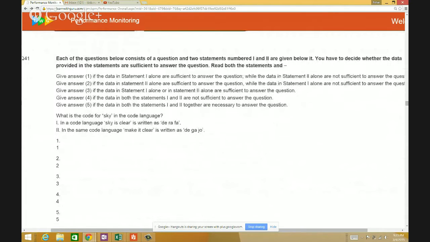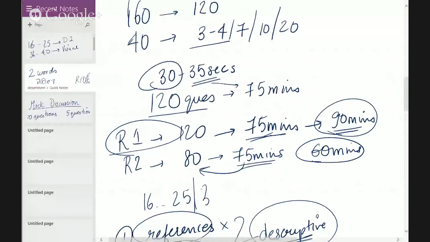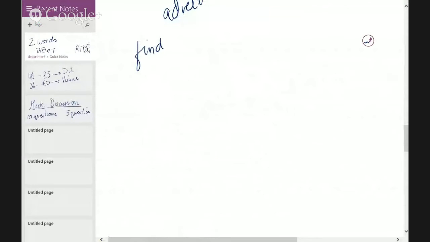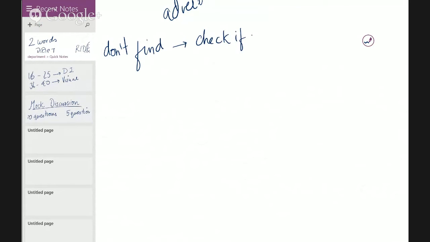Because the advantage in DS is, you don't have to find the answer. You just have to check if it'll get you the answer. Okay, just check if it'll get you the answer.